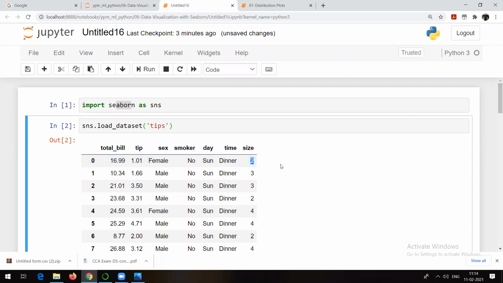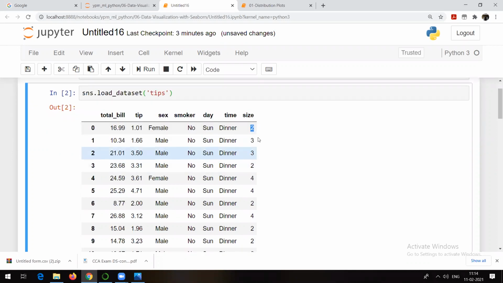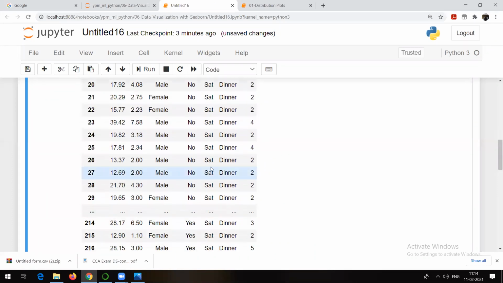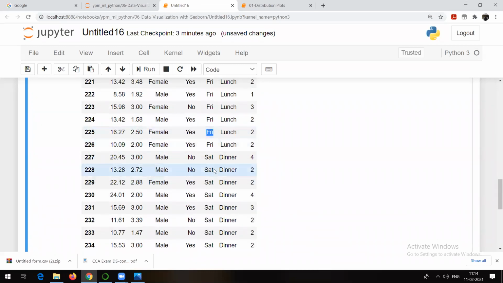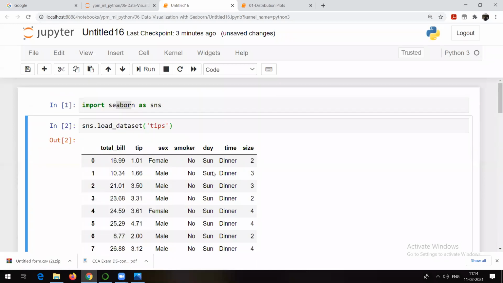So two people came, maybe they might have come as a couple. Here you can see in the next, three people visited the restaurant, and so on. So you can check people visited the restaurant Saturday, Sunday, Friday, and so on. Right. So why am I trying to explain the data set? Because for this data set only, we are going to plot some graphs, some plots. We are going to do some visualization.